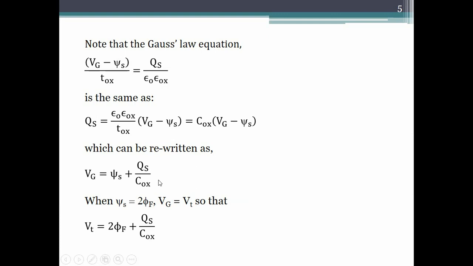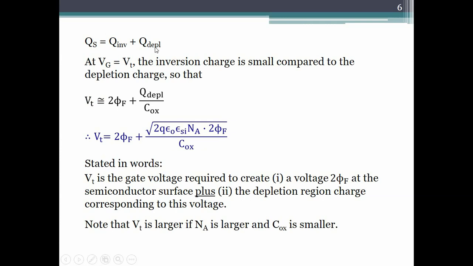Now we say the definition of threshold voltage is that when the gate voltage is such that psi s is equal to 2 phi f, then that is the threshold voltage. So when psi s is equal to 2 phi f, Vg is equal to Vt, which gives us a mathematical definition of threshold voltage. So Vt is defined as 2 phi f plus Qs over Cox. Now, what is Qs? Qs, as I said, could potentially be depletion charge plus inversion charge.